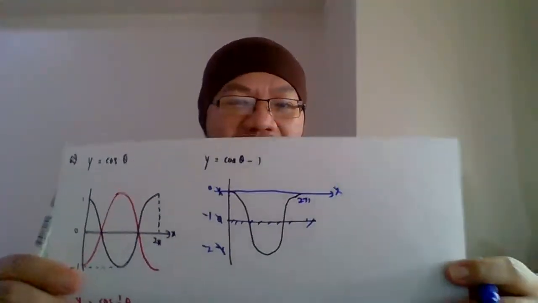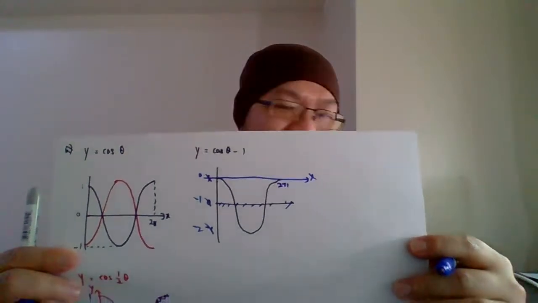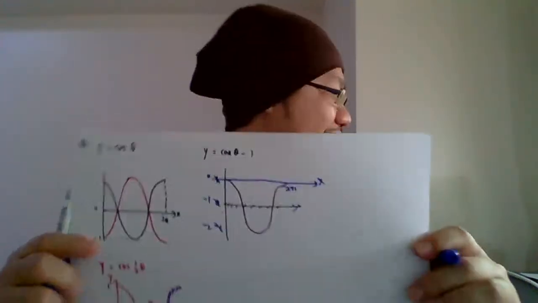Okay, that will be the answer for number 7. Very straightforward, right? For number 9, number 9 is 2 cos 2 theta. Cos 2 theta means 2 waves, 2 waves there. Okay, so that is your first skill, your first step. Okay, you need to draw.